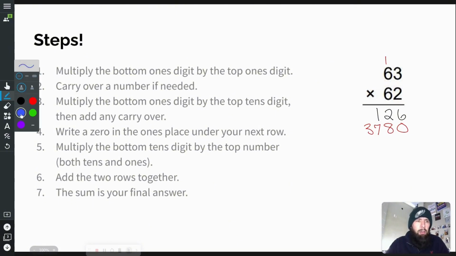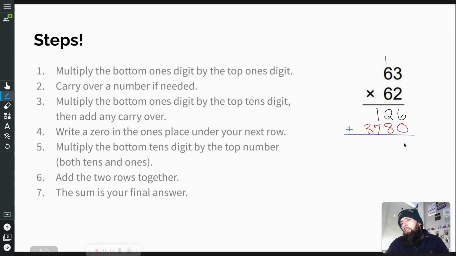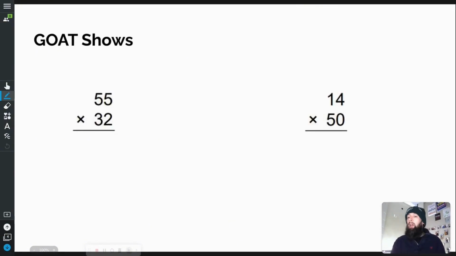Now, step 6. Let's add the 2 rows together. 6 plus 0 is 6. Easy. 2 plus 8 is 10. So write out a 0 and add a 1 up there. 1 plus 1 is 2. 2 plus 7 is 9. And then 3 and nothing is just 3. So 63 times 62 is 3,906.